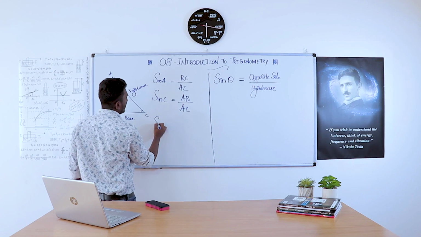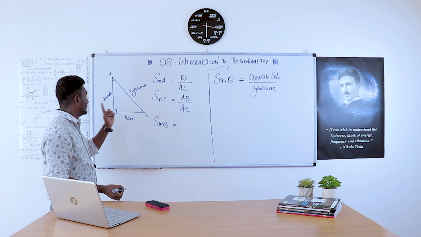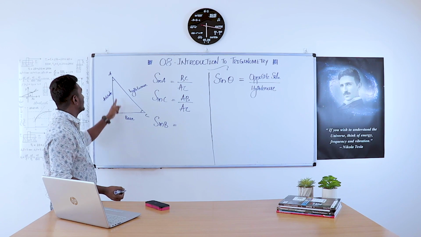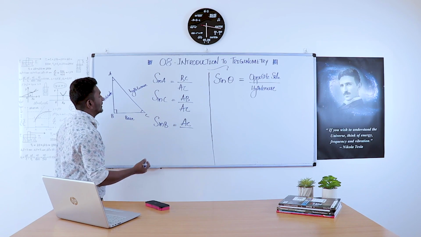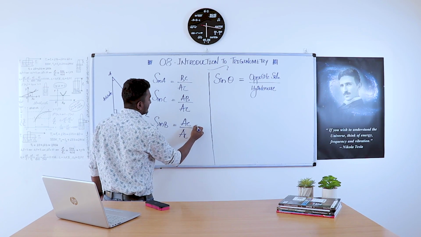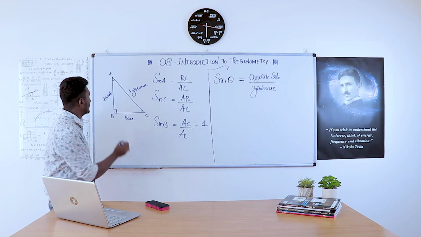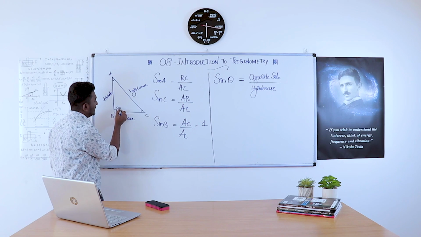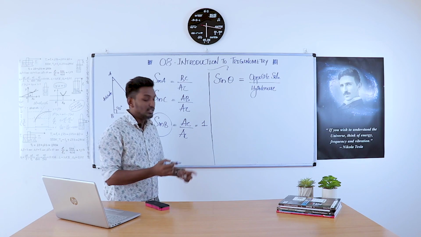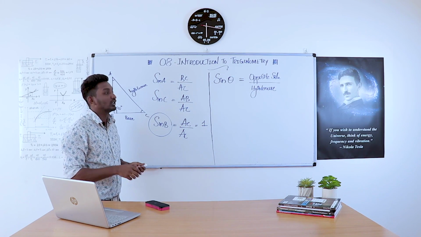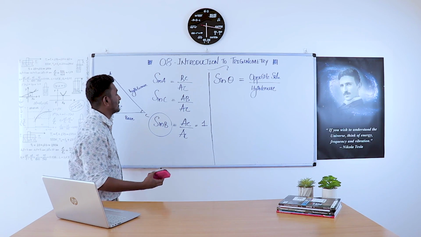Then what is sine B? Opposite side by hypotenuse. The opposite side of angle B is AC, and the hypotenuse is the same AC. So AC by AC is equal to 1. Sin B is equal to 1. What is the angle B here? It is 90 degrees, we all know that. That means sine of angle 90 gives the value 1. So in general, sin theta is equal to opposite side by hypotenuse.